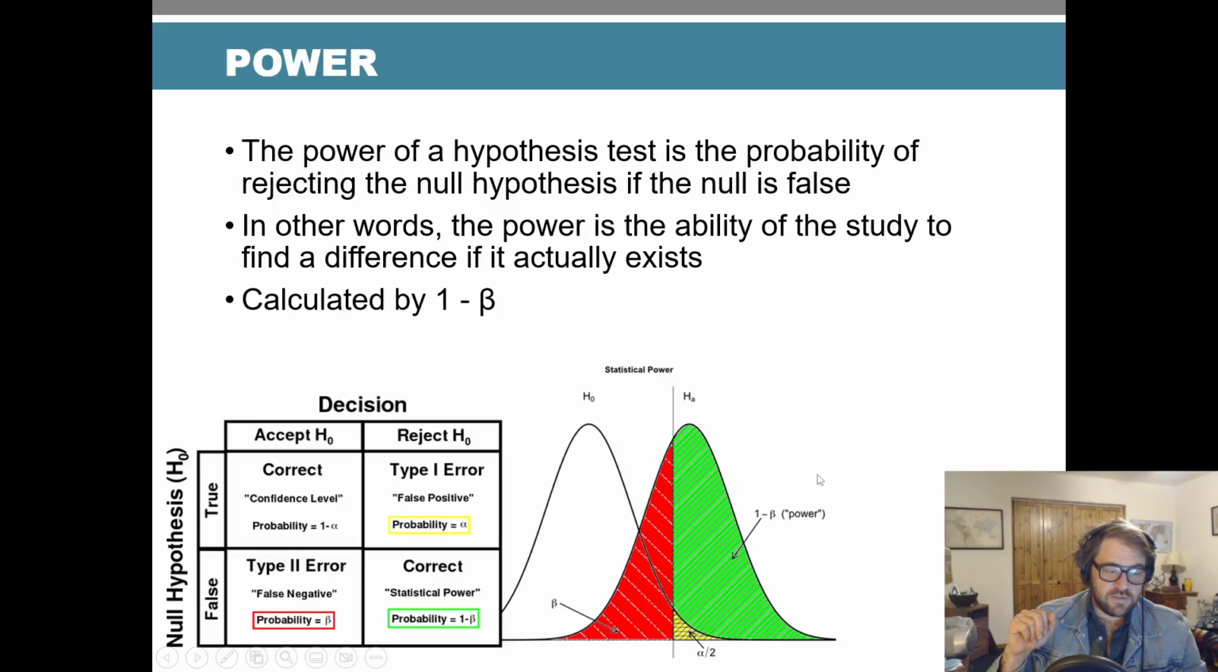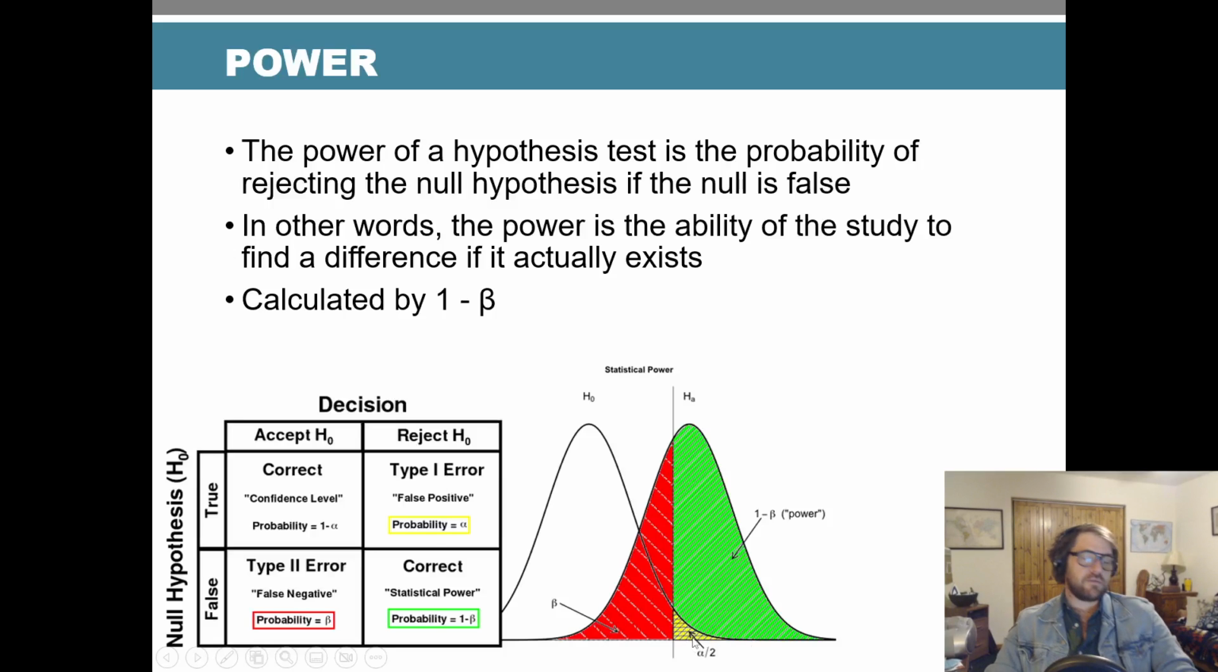We're looking at this green one right here. This is 1 minus beta, so it's exactly the opposite of the beta that we just calculated. So in other words, the power is the ability of the study to find a difference if it actually exists. So this little graph right here is going to show you how all of these things interact.